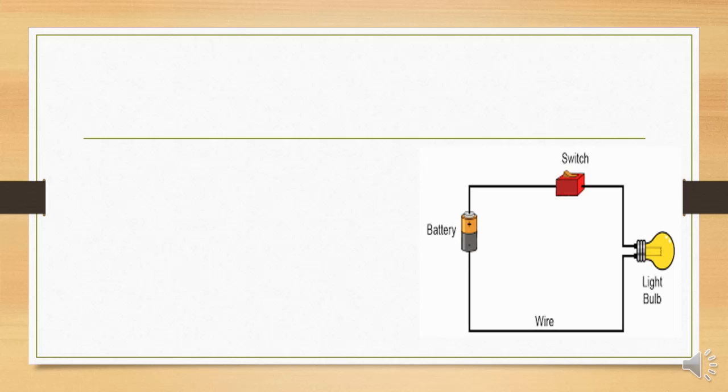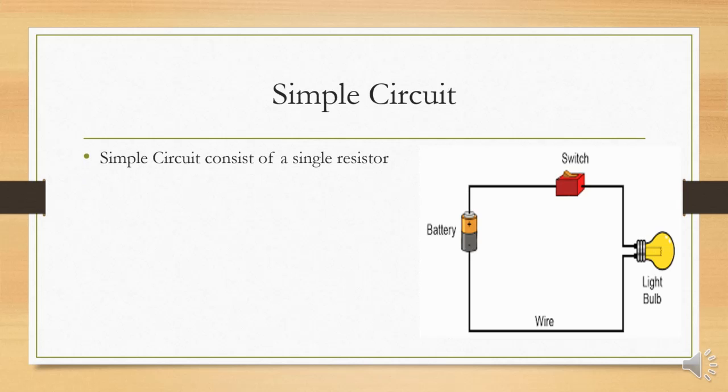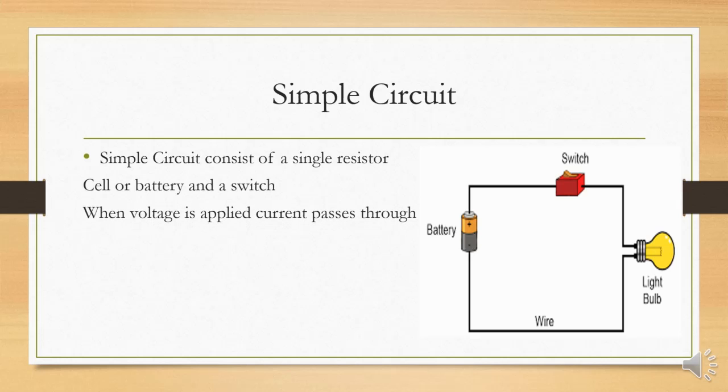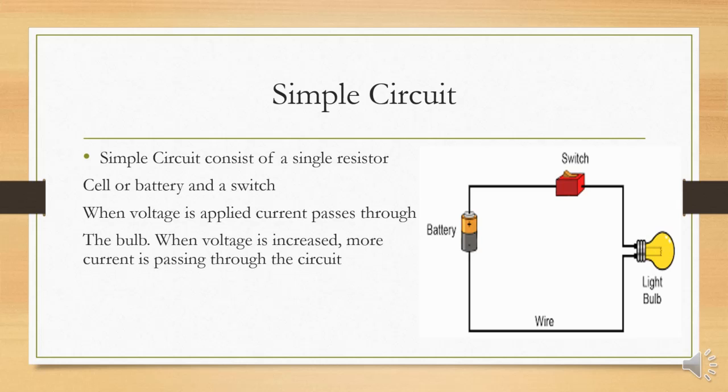Dear students, you can see in this diagram a very simple circuit connected with a battery, switch, and bulb. This light bulb can be considered as a resistor. A simple circuit consists of a single resistor and a cell or battery with a switch. When voltage is applied through the battery, current passes through the bulb when the switch is on. If we increase the battery voltage, the current also increases. If we decrease the battery voltage, the current will decrease. So in this case, we can say that the voltage and current are directly proportional.